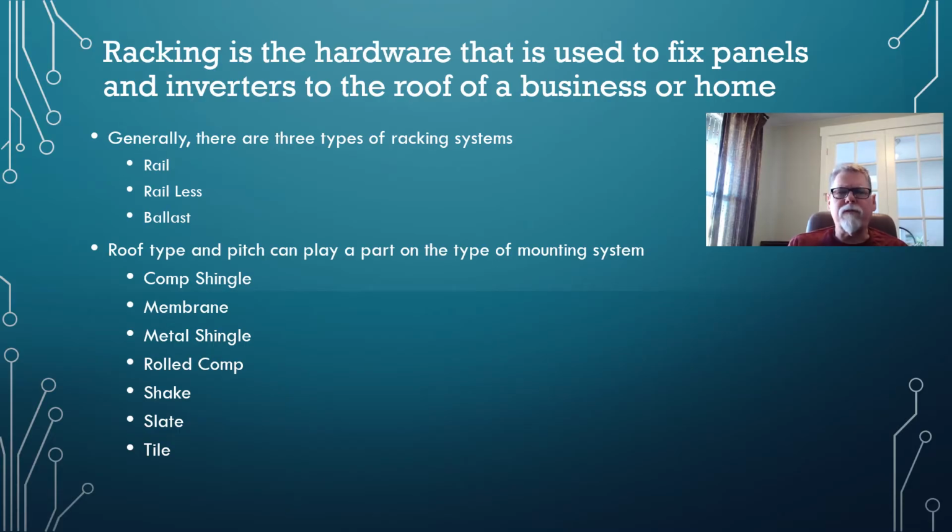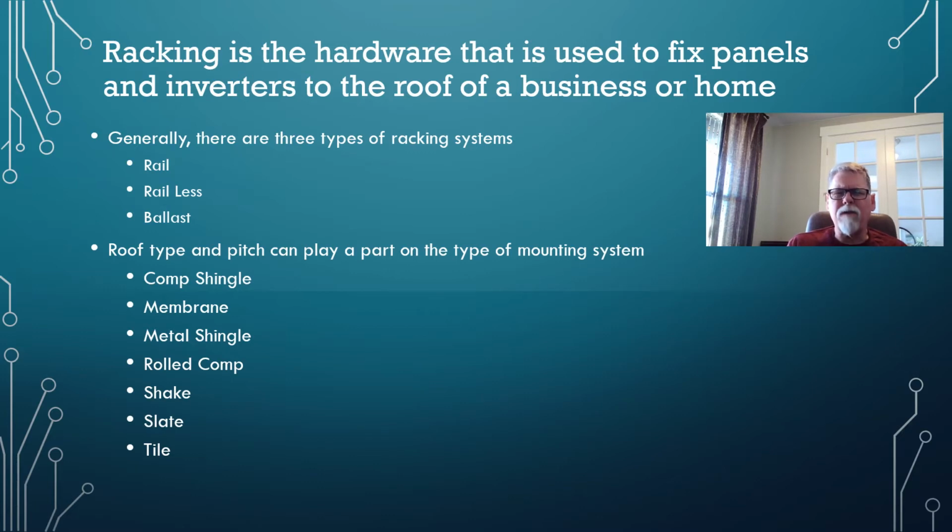All right, first things first, what is racking? What do we mean when we talk about racking? Well, racking and railing are all part of the hardware that is used to mount panels and inverters and wiring and other components to the roof, whether it's residential, commercial, all of them use some form of a racking system.